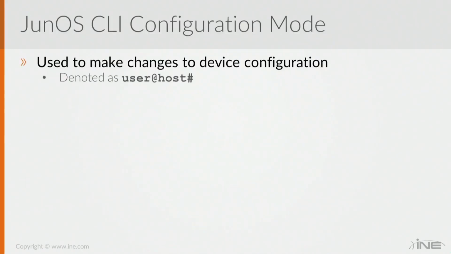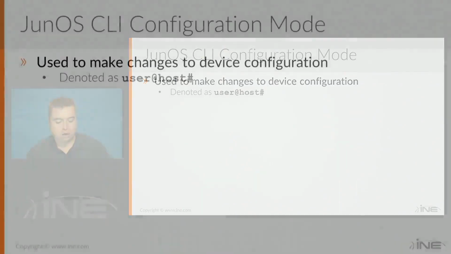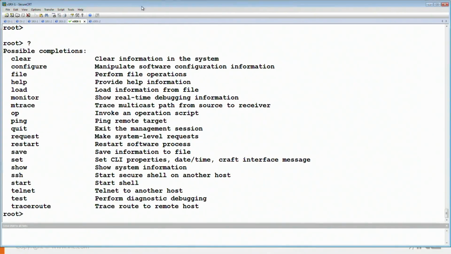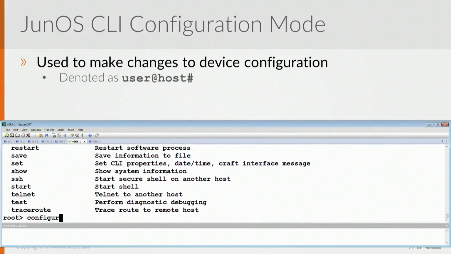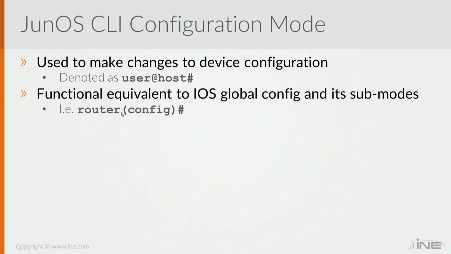Now, just like in Cisco where we have global configuration, JunOS simply calls this configuration mode. So this is where we're going to be making any changes. This is going to be denoted by the pound sign after the user and the host. So we can see, as it stands now with our default login into the SRX boxes, there's not a hostname defined, there's only a username, which is simply root. So from here, if we were to say configure, we're going to go into essentially what's global configuration mode. This is the equivalent then of the router with the config in parentheses in IOS.